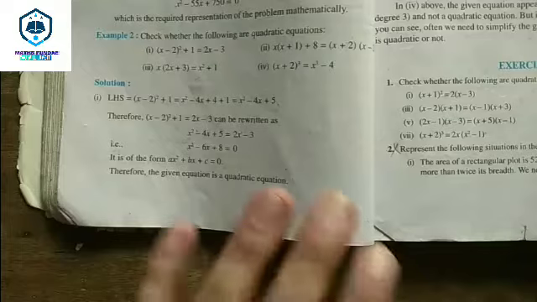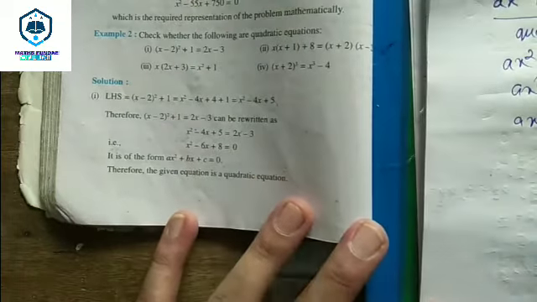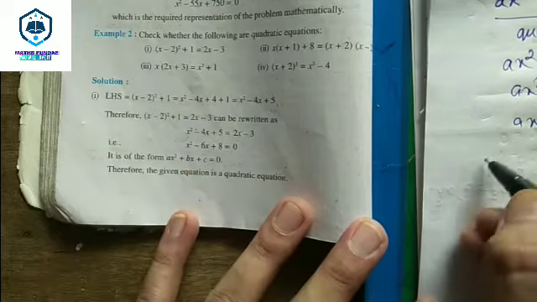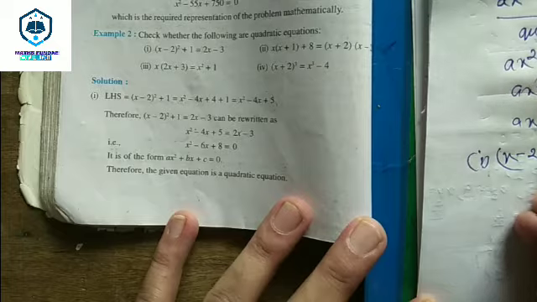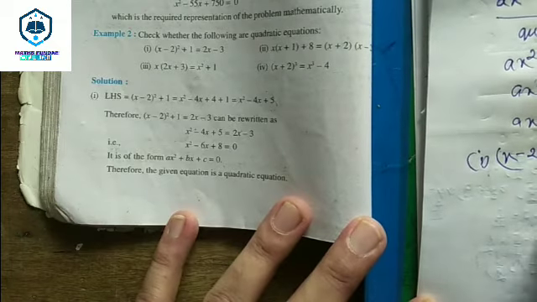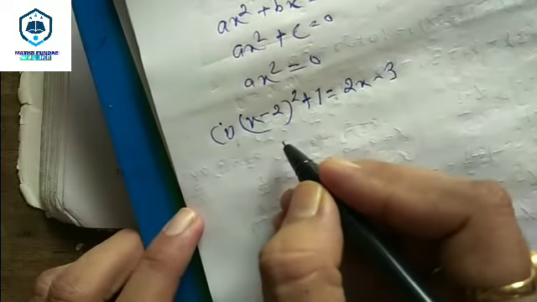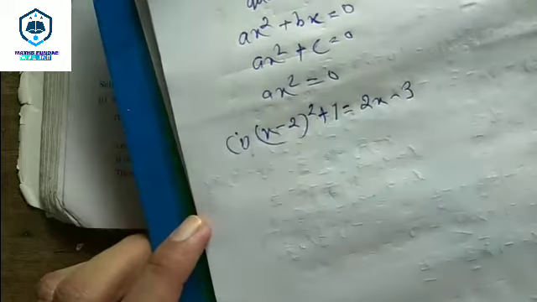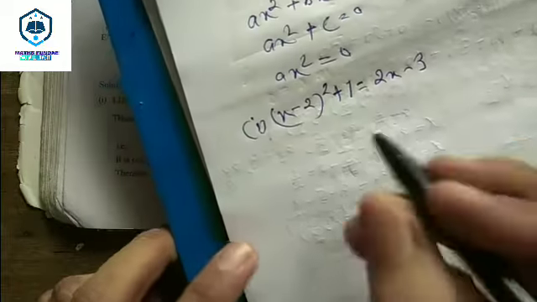So after this, what we have, looking at example number 2: check whether the following are quadratic equations or not. Looking at the first part, it is given (x minus 2) whole square plus 1 equals to 2x minus 3. Now we'll try to convert this in the standard form, ax square plus bx plus c equals to 0. So let's solve this.